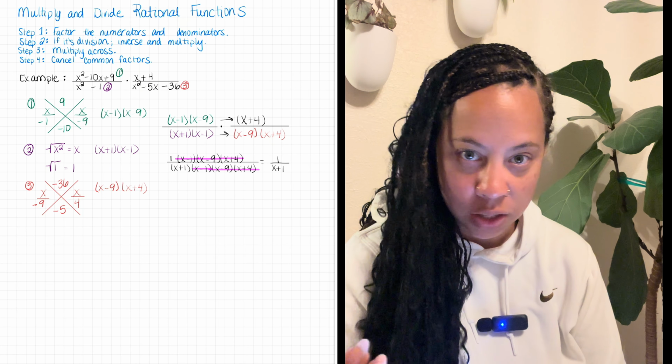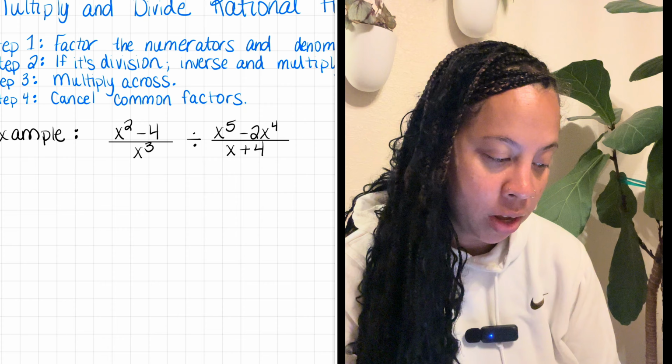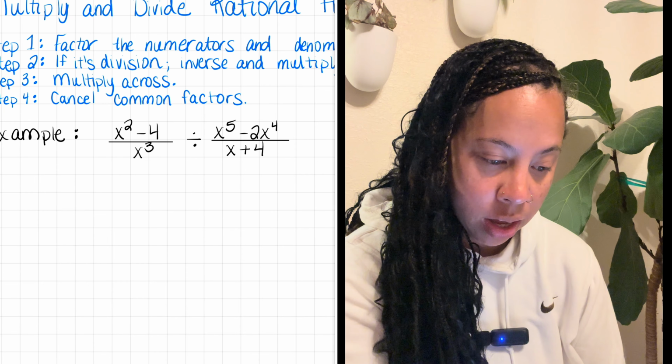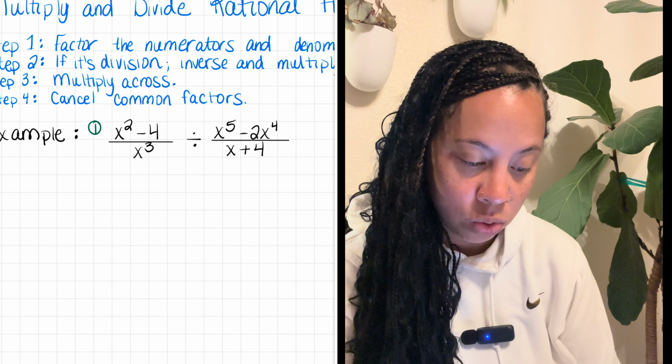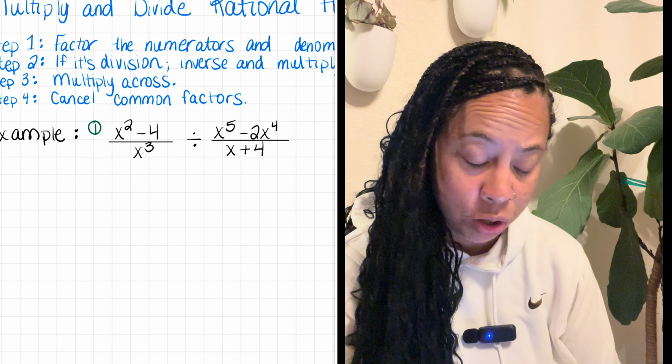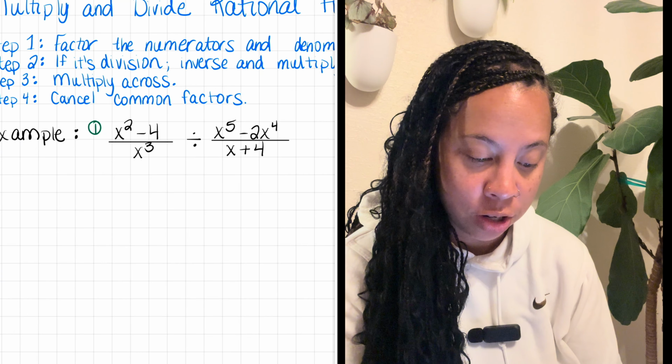So we have (x squared minus 4) over x cubed, divided by (x to the 5th minus 2x) over (2x to the 4th) over (x plus 4). So let's look and see what we can factor. I'm going to say this one can factor using difference of squares. X cubed is just one term. Anytime you have one term, you cannot factor it.